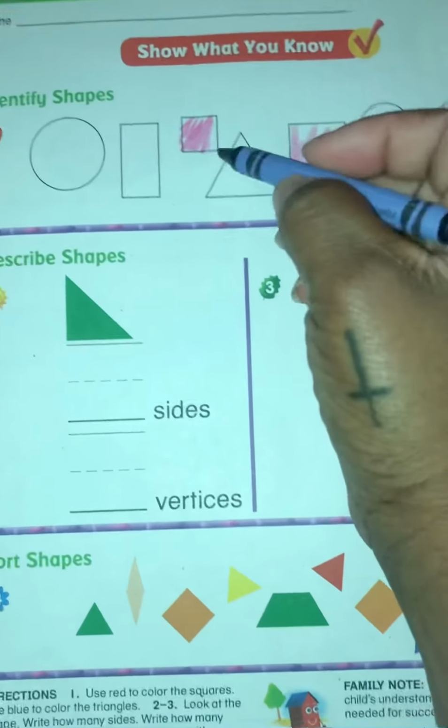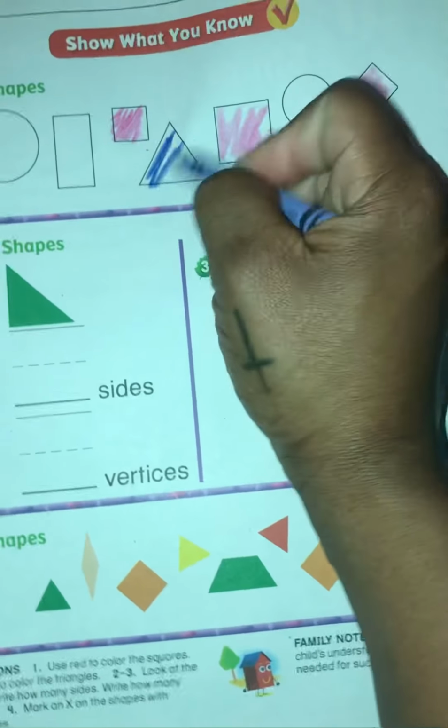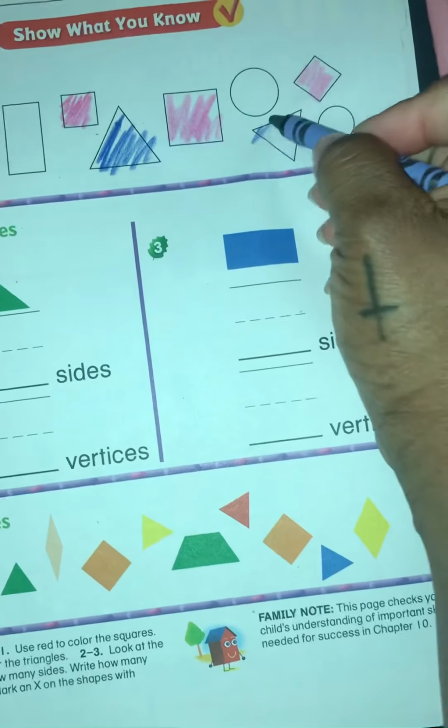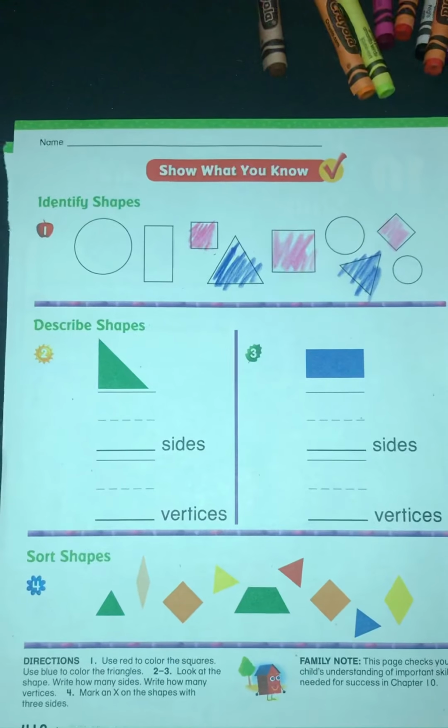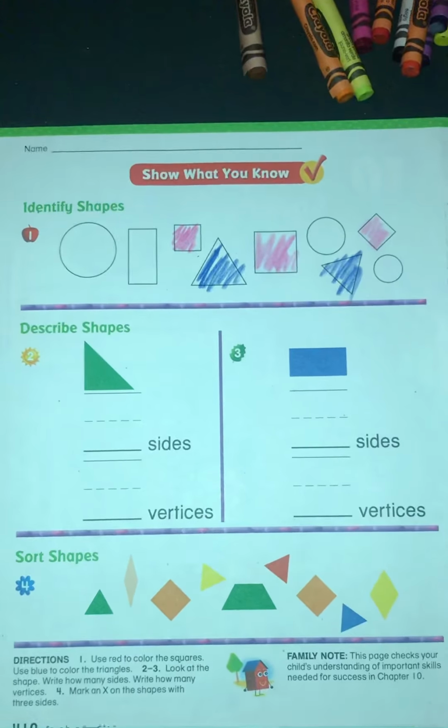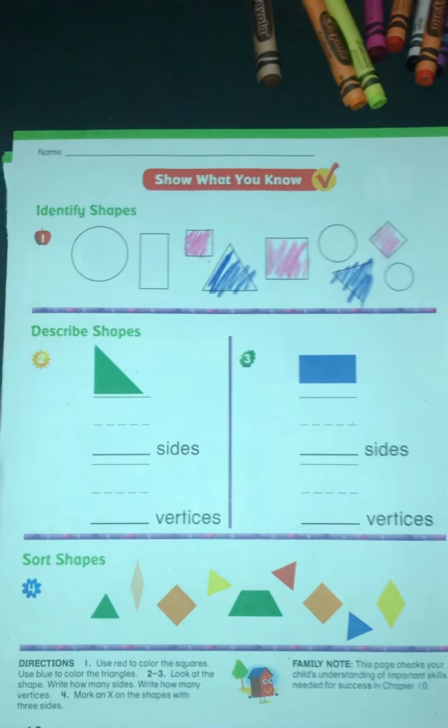Blue for the triangles. Alright. Now if you notice, it didn't say anything about the circle or the rectangle, so leave those blank. Do not color those. For 2 and 3, look at the shape. Write how many sides. Write how many vertices.